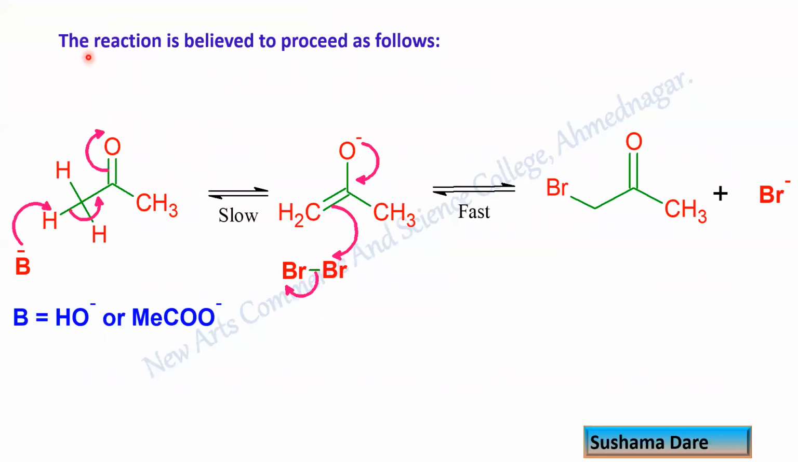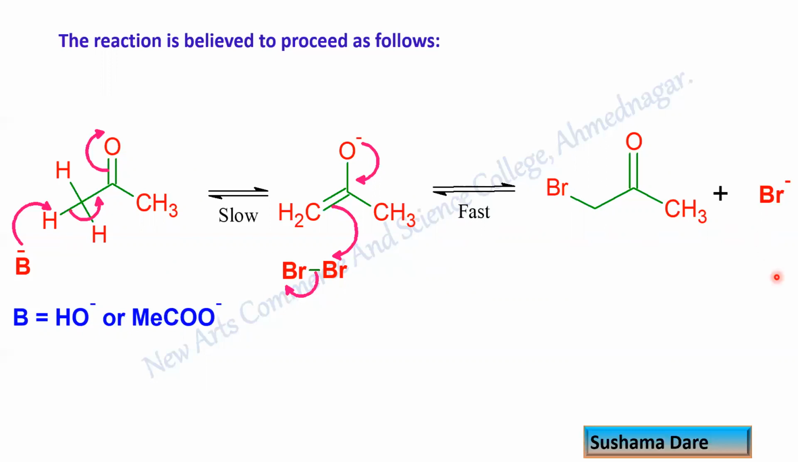Now, how does this reaction proceed? The reaction is believed to proceed as follows. So B is hydroxy minus or acetate. Now this is the acetone and the alpha proton is abstracted by the base. So the base abstracts this alpha proton, and because of that there is generation of a carbanion on this alpha carbon. In the next step, this O minus forms a double bond here, and this alpha carbon attacks bromine and departs the Br minus. So this is a fast step.